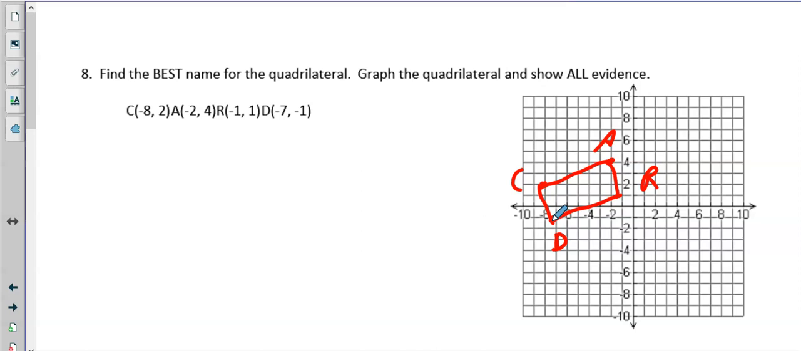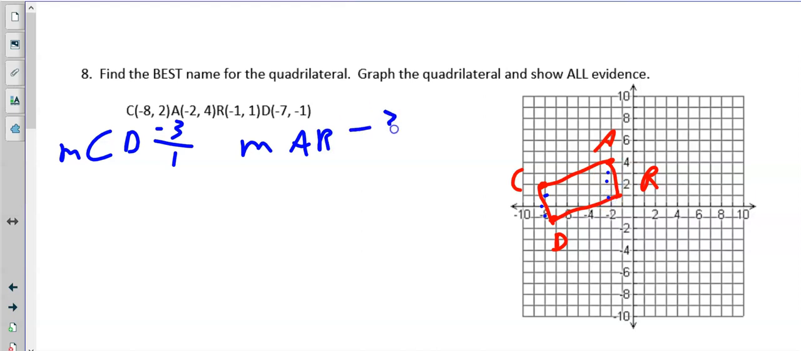and prove it's a parallelogram. So the easiest way to do this that will solve everything is just do the slope. So let's do the slope from C to D. Slope of CD is going to be a fraction. We're going to go down 1, 2, 3. Down 3 means negative, and right 1. Now we're going to do the slope of AR. From A, we're going to go down 1, 2, 3, down 3, and again, right 1. So we know these two sides are parallel.